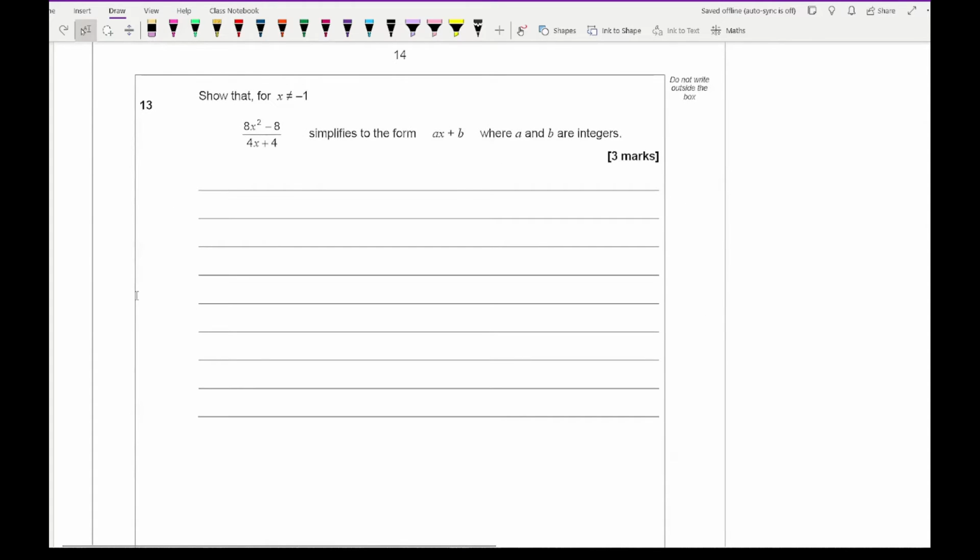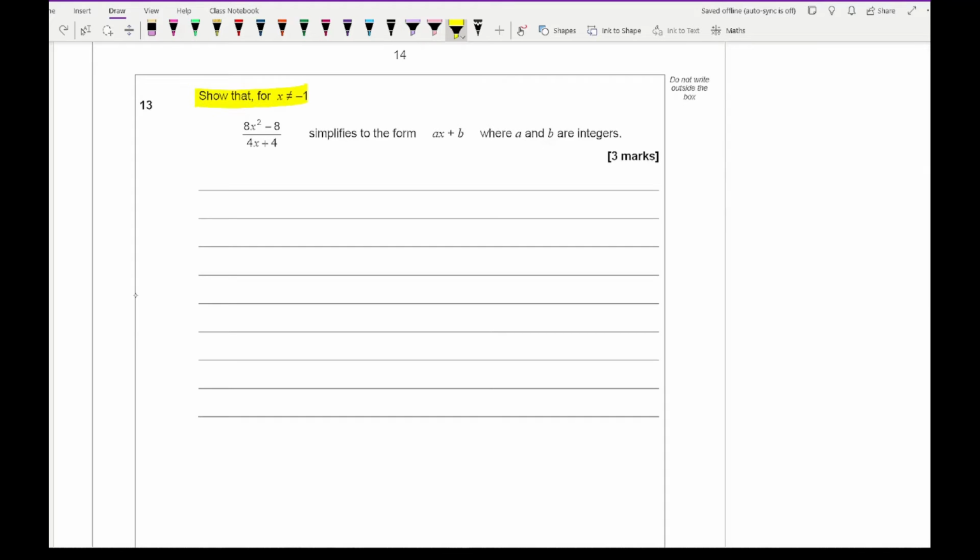Now for question 13, it says show that for when x is not equal to -4. Now the reason why they state this is only because you can't divide by 0. So that statement there is just to show that this algebraic fraction is going to be valid and that you're never going to be dividing by 0.